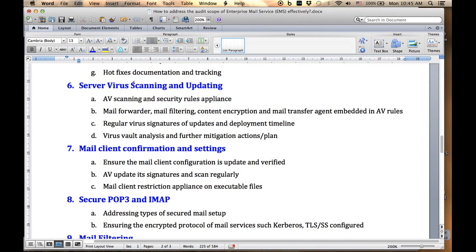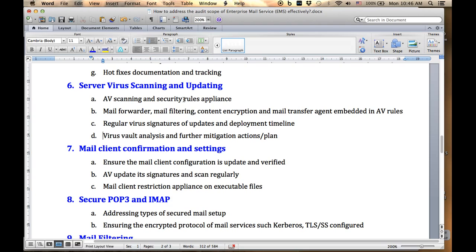So number 6 is server virus scanning and update. It's just common, but I need to emphasize the area of virus wall analysis and further mitigation plan upon the AV antivirus server catching the threat. Normally the threat will be kept in the wall. So the IT security needs to track and verify what kind of virus it is, where it came from, and what the mitigation plan is that can mitigate that kind of threat or virus.